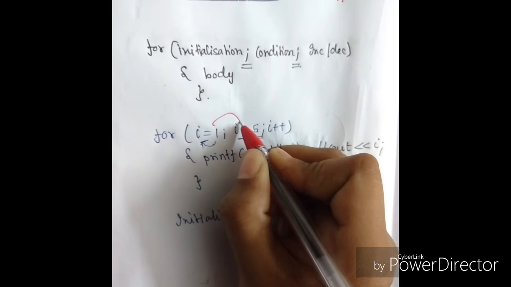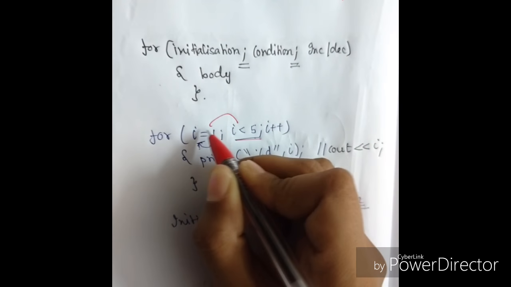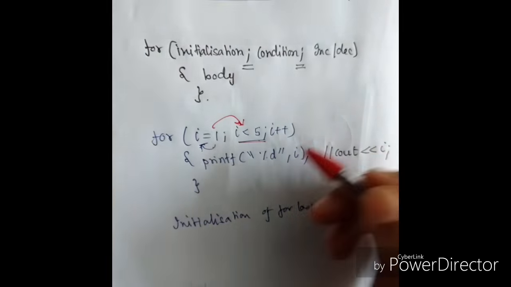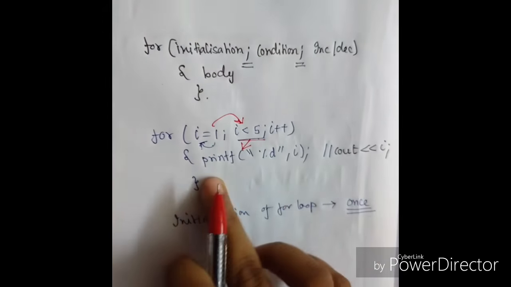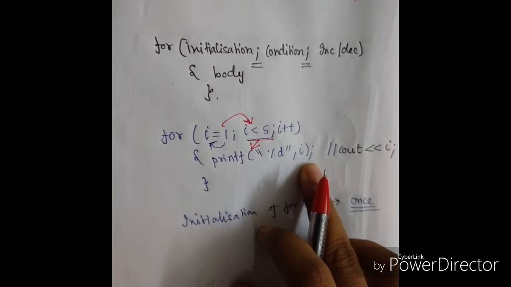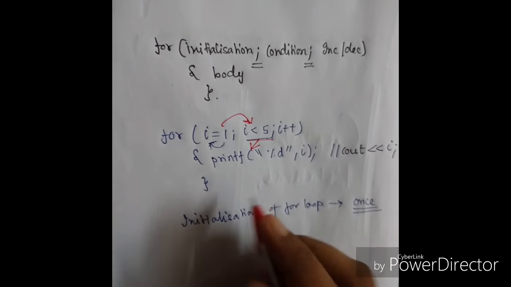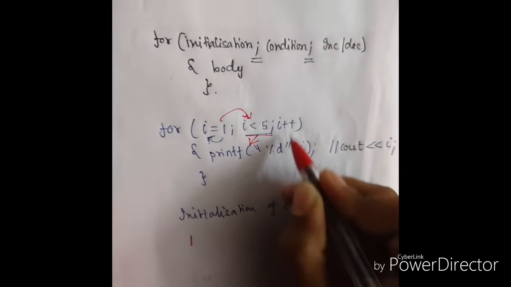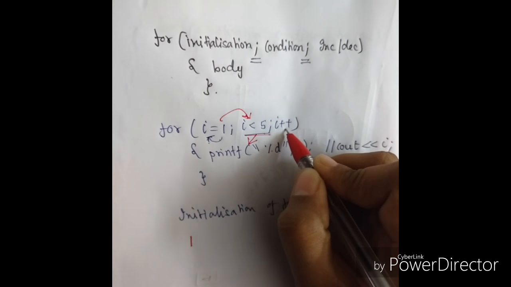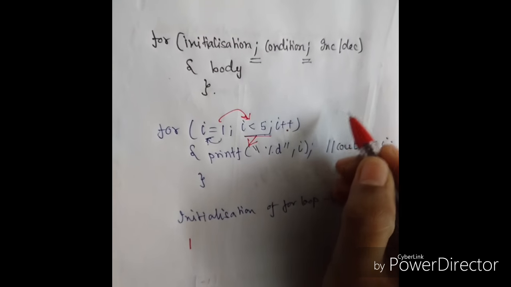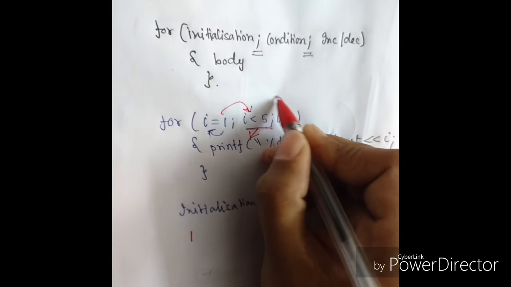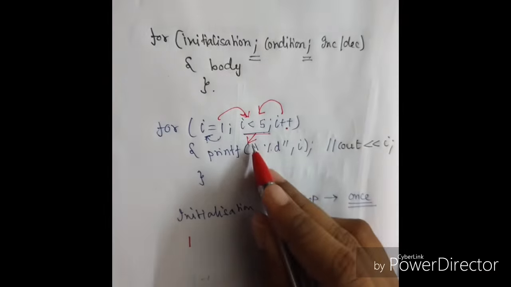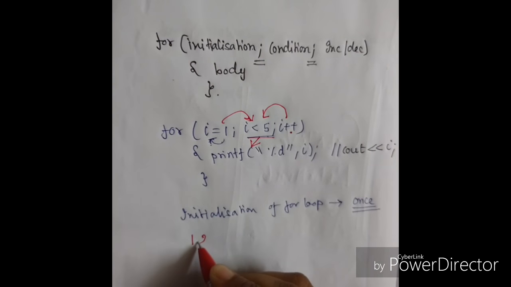So first it initializes, which happens only once in our for loop. Then our condition is checked. Yes, it is true. So the command which I have given here will get executed. The first output which I will get is 1. Then i plus plus increases it by 1. Now it again checks the condition. Is 2 less than 5? Yes, 2 is less than 5, and it again gets printed.